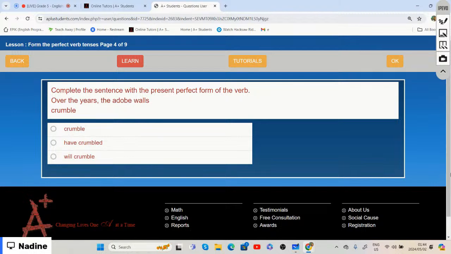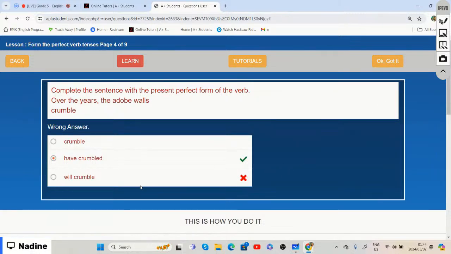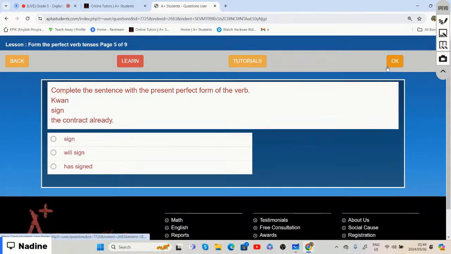So they're talking about over the years, right? So talking about over the years, we can say crumble or we can say will crumble. Let's just check this one. It's have crumbled actually because we're doing the present tense. At least we were doing it together. Have crumbled is correct, right? Complete the sentence with the present perfect form of the verb. It says, Kwan, do we say Kwan will sign, or Kwan sign, or Kwan has signed the contract already?